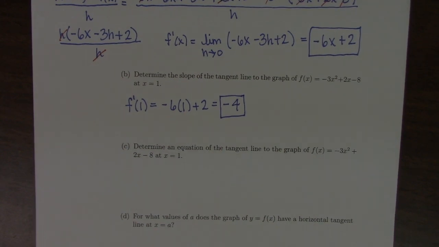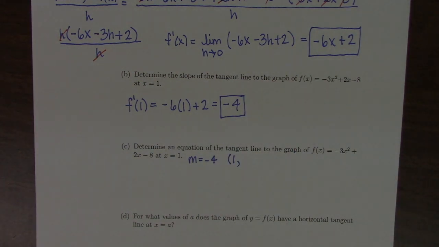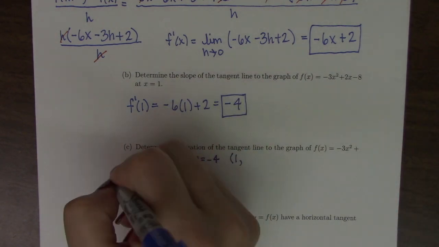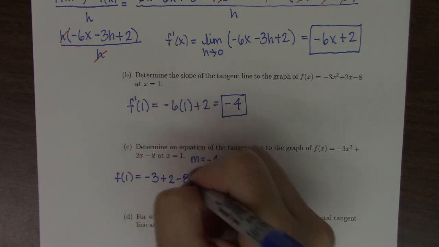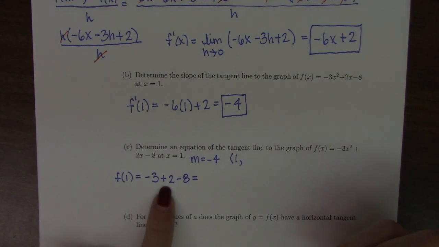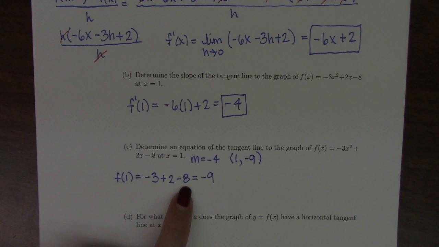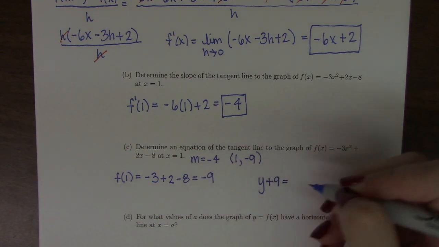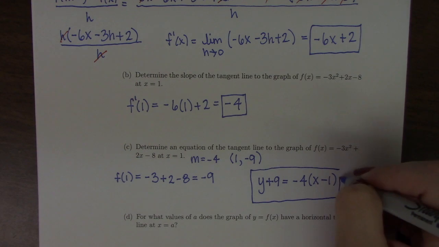Part C says we'll now determine the equation of the tangent line to the graph at x equals 1. So I know my slope is negative 4 from part B. I know that the first value of my point is 1 because that's where x equals 1. So now I have to find f of 1 in order to get the y value for that point. If I plug in 1 into my function, I get negative 3 plus 2 minus 8. Negative 3 plus 2 is negative 1, and negative 1 minus 8 is negative 9. So that means my point is (1, negative 9). Now I'll put that into my point slope formula. So y minus negative 9, which makes that a positive, equals negative 4 times x minus 1, and this is where we can stop.